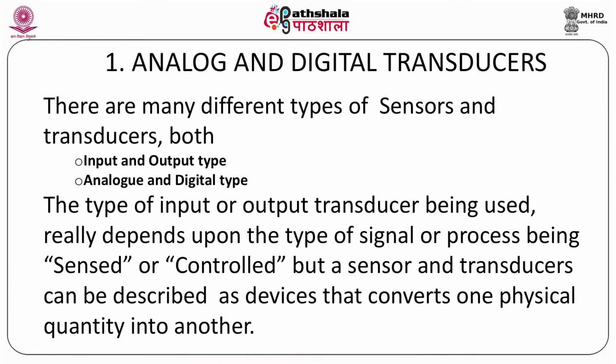Now when we say input and output type, the type of input or output transducer being used depends on the type of signal or the process being sensed or controlled by a sensor or transducer. And of course, transducers can be described as devices that convert one physical quantity into another. These are terms frequently used in medical physics equipment: the transducer is the one that converts a physical quantity into another quantity.